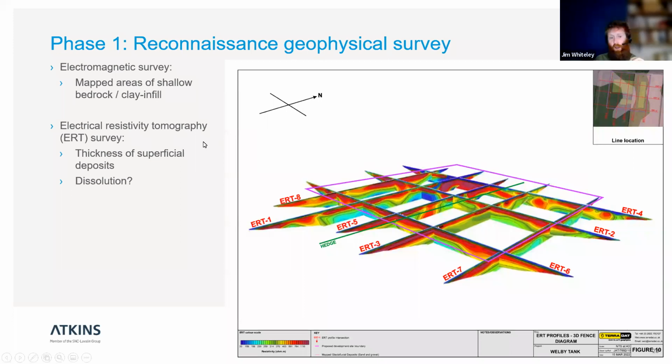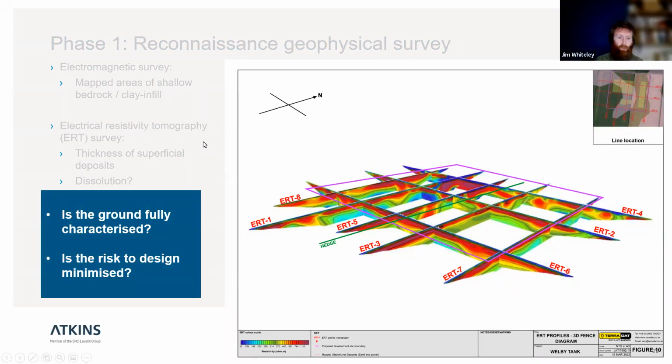But in terms of our understanding of the site, the question that I would ask is, is the ground fully characterized, and is the risk to design minimized? And I think the answer would probably be no at this stage. The reason for that is that if we're interested in understanding the thicknesses of superficial deposits for a very large tank, which could easily sit within the area which has not got any data here, and we're also trying to understand the presence of things like potential sinkholes of dissolution, which may only happen on the order of a few meters, this data isn't giving us enough information about the site to be able to confidently say we fully understand what's going on in terms of the hazards.